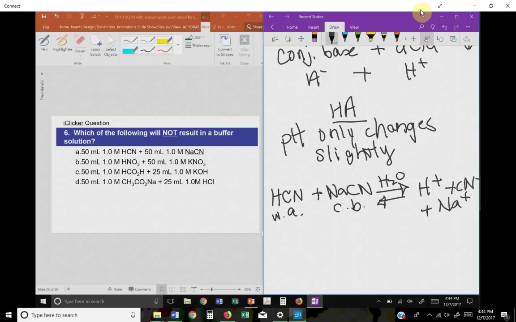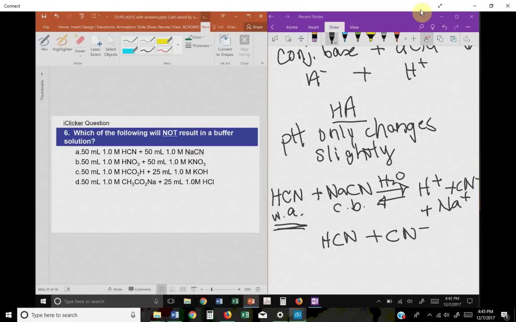Now, because this is a weak acid, we're just going to have a little bit of the conjugate base, which is why we have to add conjugate base. So now we have a lot of conjugate base and a lot of weak acid. The species in solution that are going to react are the weak acid and the conjugate base. So A is a buffer.